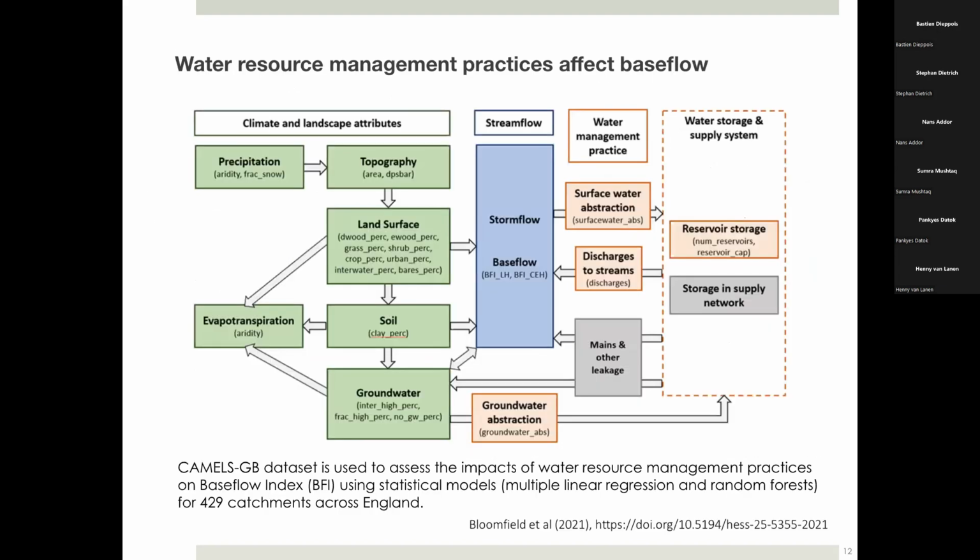And I briefly would like to mention this study by John Bloomfield at BGS. We could show, combining the climate and landscape attributes and the indices characterizing human influence, that water resources management practices affect base flow, right? You need to account for these practices if you want to predict and understand base flow, which is usually important, and has a wide range of consequences, including on ecosystems.